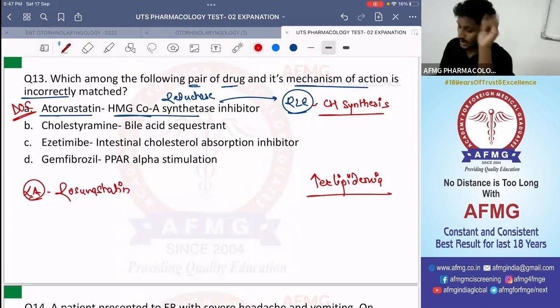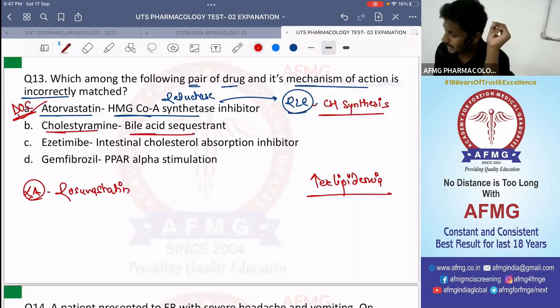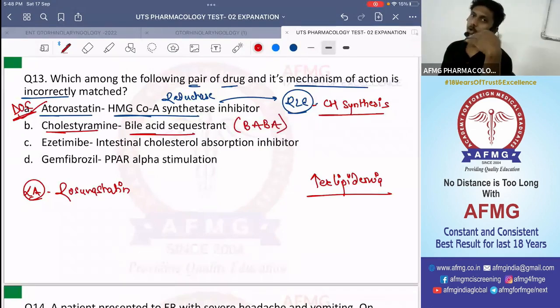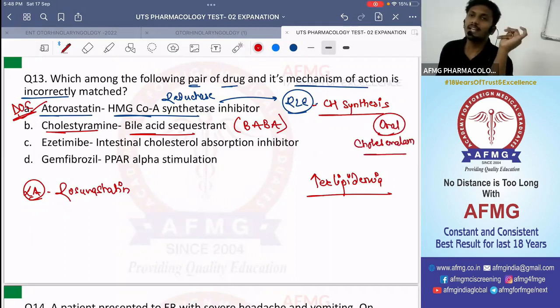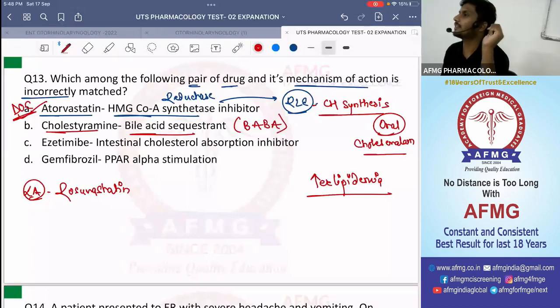No issues with this. Then if I talk about option B, it says cholesterol. So here your answer is option E. Cholestyramine is a bile acid sequestrant. It is also called a bile acid binding agent, known as BABA. Drugs like cholestyramine, colestipol, and colesevelam. The only oral drug out of these BABA is colesevelam, because it is easily palatable. Colesevelam can be given orally. The others are not usually given orally because they are not easily palatable.